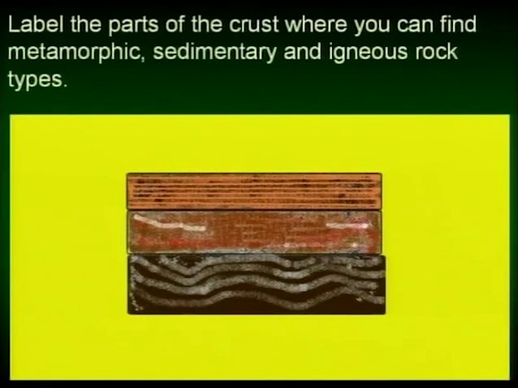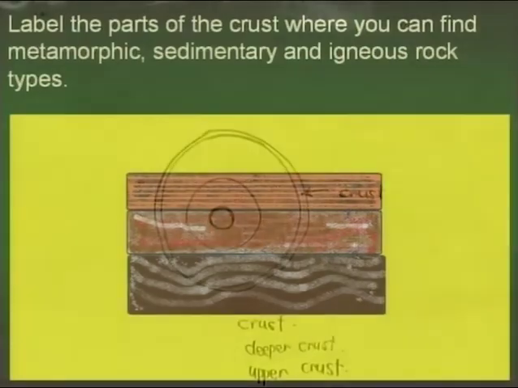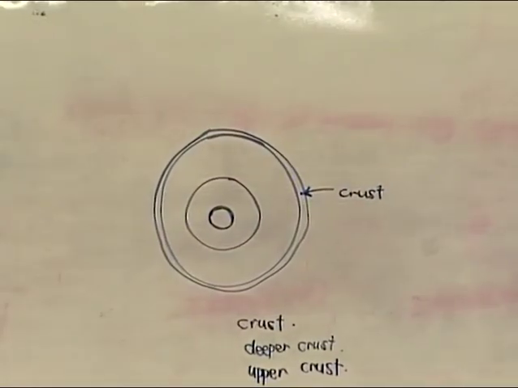On your screen, you see that cake type of thing. That is the different layers of the crust. There is the crust itself, and then there is the upper crust and the deeper crust. Now, from those three, which will be the crust where you can see igneous, or metamorphic, or sedimentary rocks? You label the diagram that you can see.